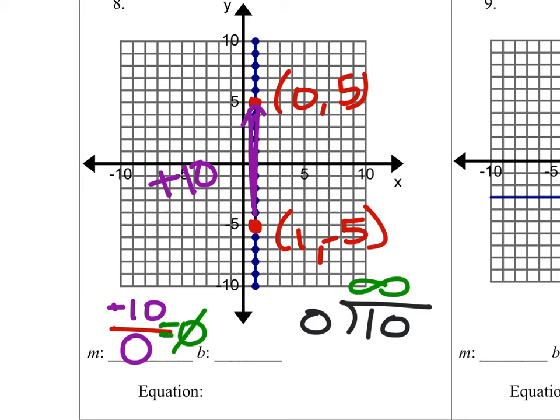Okay? This is the state that I'm in right now. That was a (1, 5). Thank you. That's much better.